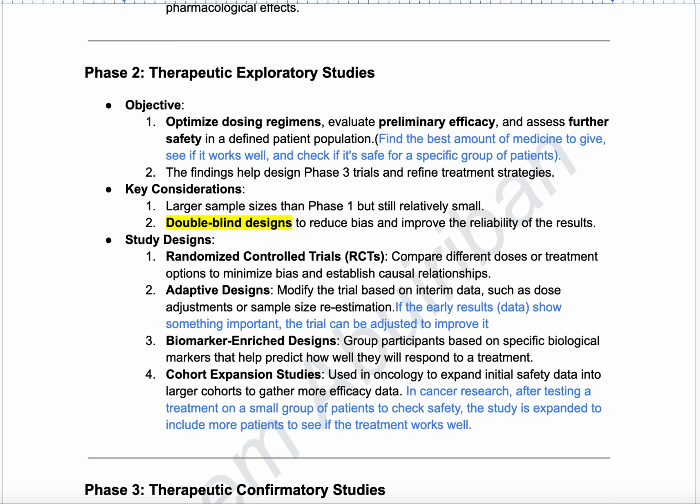Biomarker enriched designs mean we group participants based on specific biological markers that help predict how well they will respond to the treatment.